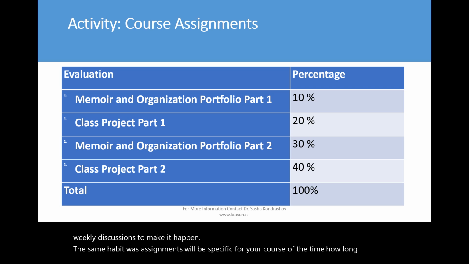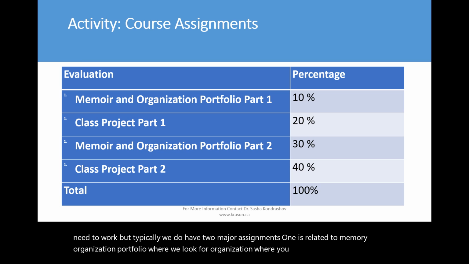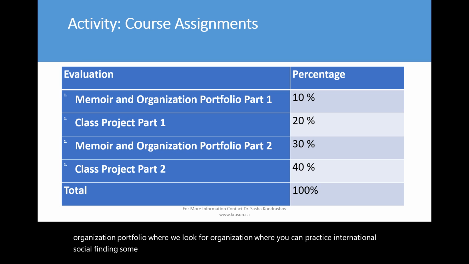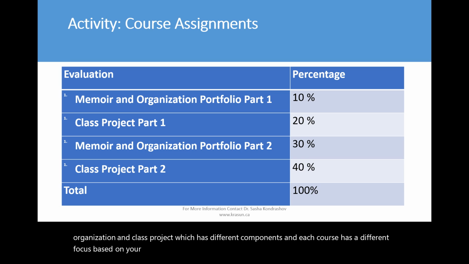But typically we have two major assignments. One is the memoir and organization portfolio, where we look for an organization where you can practice international social work, find some resources, and look for a memoir, which helps you to define your organization. The other is the class project, which has different components, and each course has a different focus based on your program requirements. So that's usually how they are divided, but there is variation.